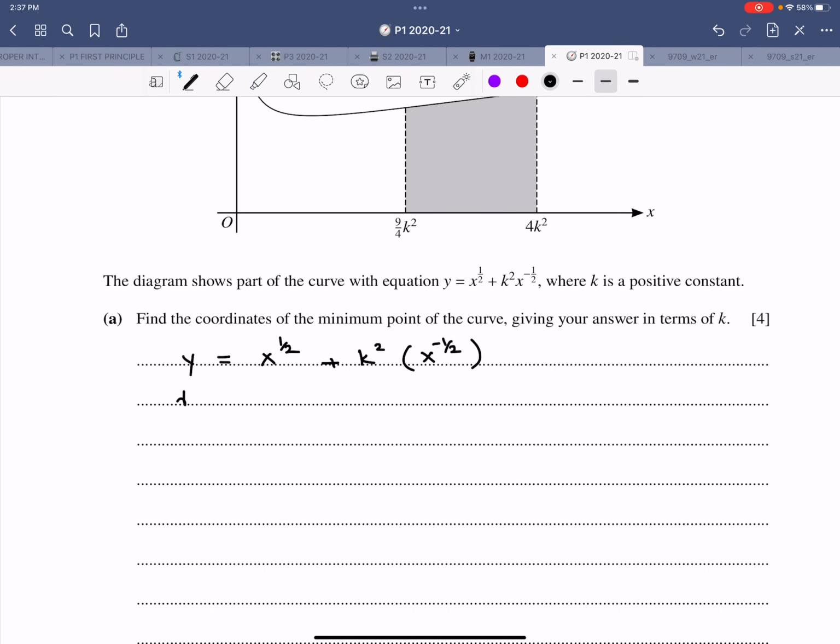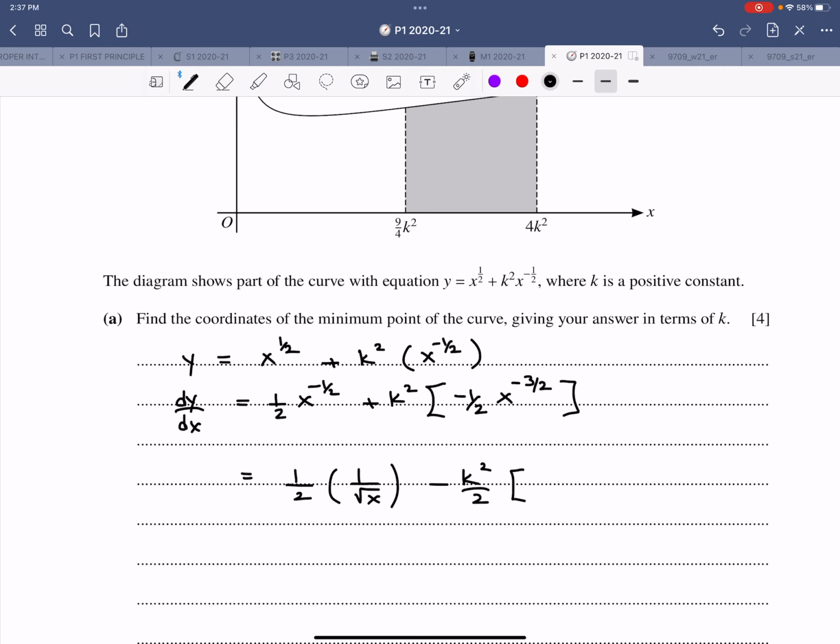dy by dx is half x to the minus half, k square as it is, minus half x to the minus 3 over 2. Therefore this is 1 over 2, 1 over root x, and k square has a negative sign, over 2. And this is 1 over x raised to power of 3 over 2, which is x root x. Keep that in mind: x raised to power of 3 over 2 is x raised to power of 1 into x power half. That is x root x. That's how I've written it.